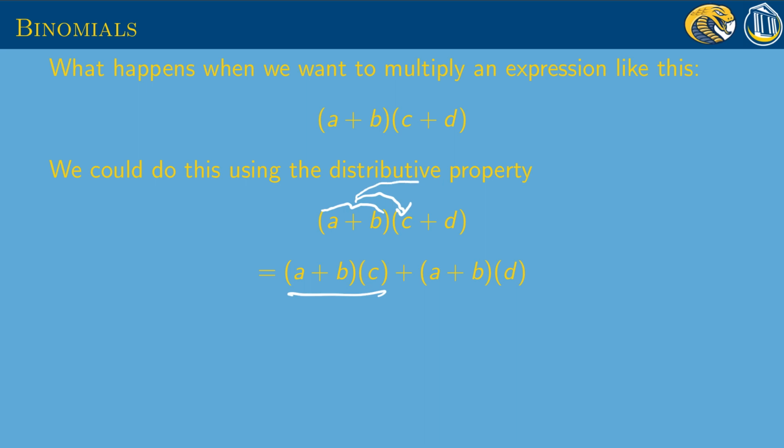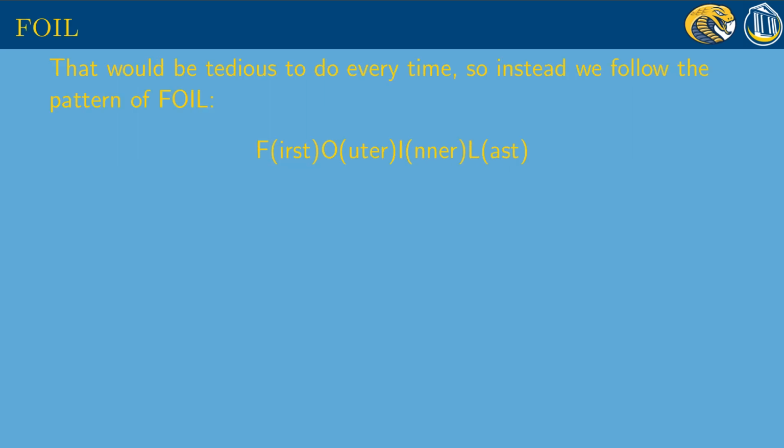plus a plus b times d, but this can be a little tedious to do each time because then we have to distribute again. C times a, c times b, d times a, d times b. It's a whole thing. It works, but it's a lot for just multiplying two binomials together.